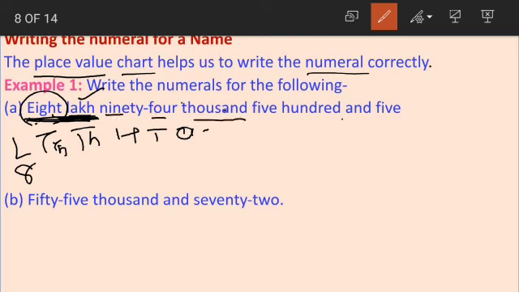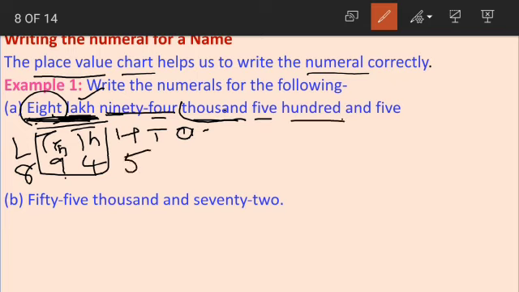94,000. Then comes what? 94,000. If you remember what I said, thousands period. In thousands period, we have to write this 94. We simply have to write 94 in the thousands period. Then comes 500, so 5 in hundreds place. Then we have 5 only. Now what can be the face value of 5? The face value of 5 is 5 only, because here 5 is at ones place.